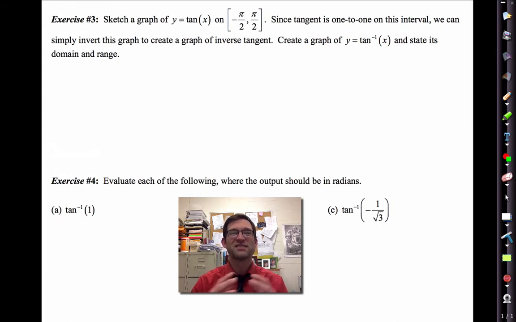So let's take a look at the last of the 3 major ones, right? The tangent graph. Now tangent's a little bit trickier, and notice I'm not asking you to graph it from negative 2 pi to 2 pi. There's a lot of redundancy in there. We're just going from negative pi over 2 to pi over 2.